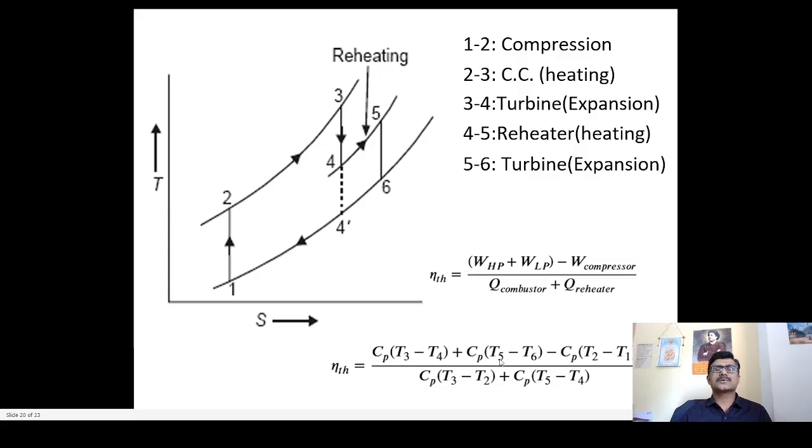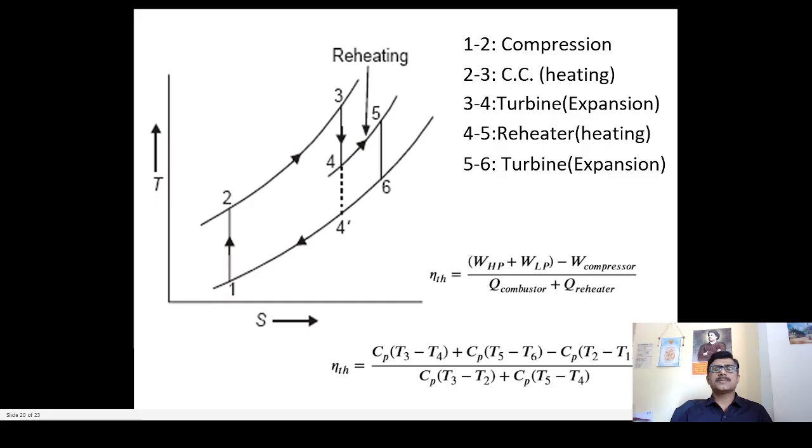low pressure turbine. T5 is the temperature of the gases after reheating and entering the low pressure turbine, and T6 is the temperature of the gases leaving the low pressure turbine. So Cp into T3 minus T4 plus Cp into T5 minus T6 is the work obtained from the high pressure and low pressure turbines. We subtract the work for the compressor, Cp into T2 minus T1. T2 is the temperature of the air after compression, and T1 is the temperature of the inlet air entering the compressor at point 1. This entire numerator gives us the net work obtained from the cycle.